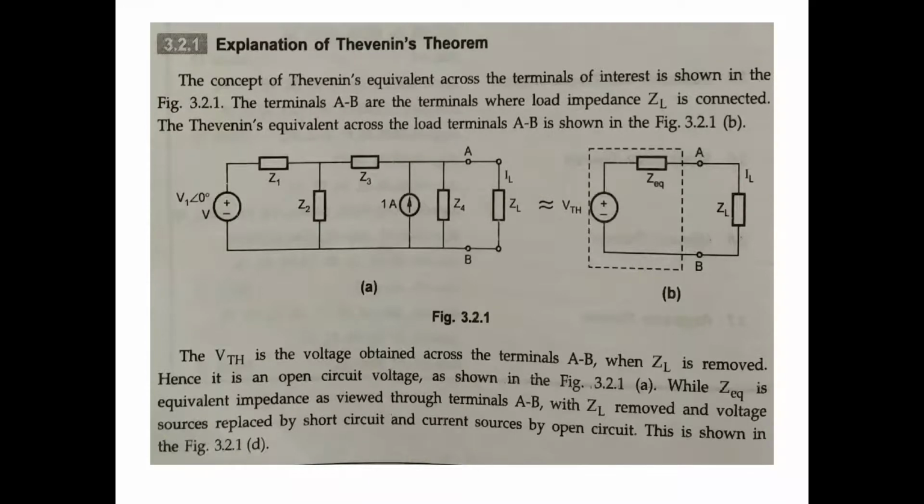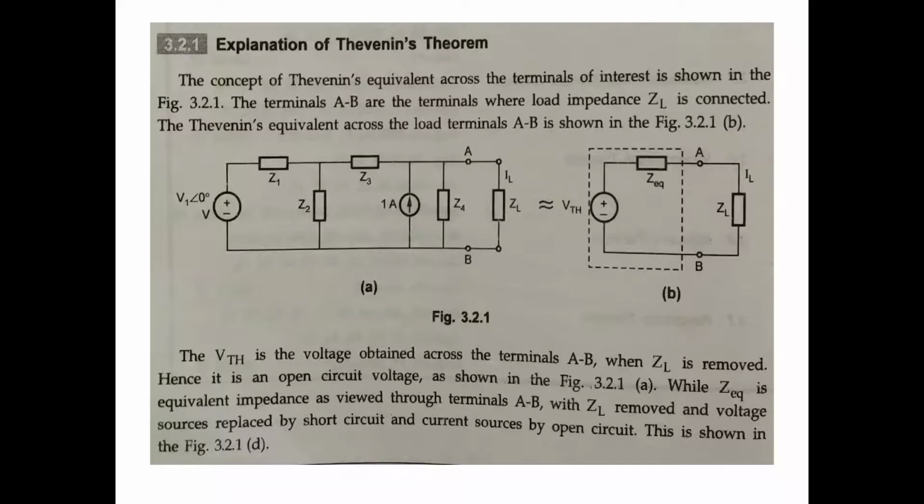V Thevenin is a voltage, the open circuit voltage. This is Thevenin's voltage, which is very, very important. The VTH is the voltage obtained across the terminals AB. The ZL is removed, hence it is the open circuit voltage. Once ZL is removed, this circuit will be open. Why open? To find VOC or VTH. Very clear. Why remove this portion? So that you calculate the open circuit voltage on the load side, that is VOC or VTH.